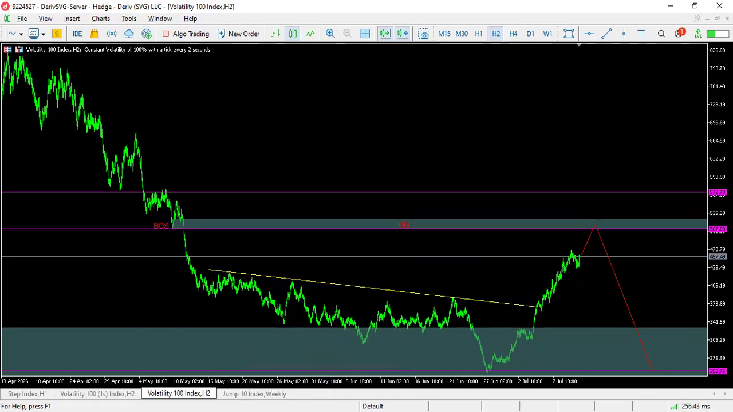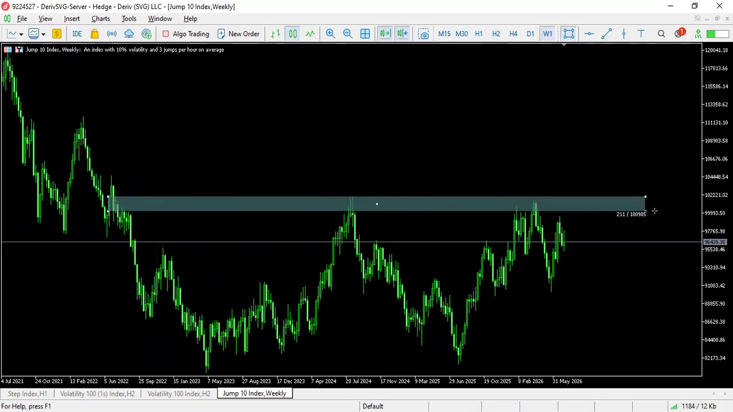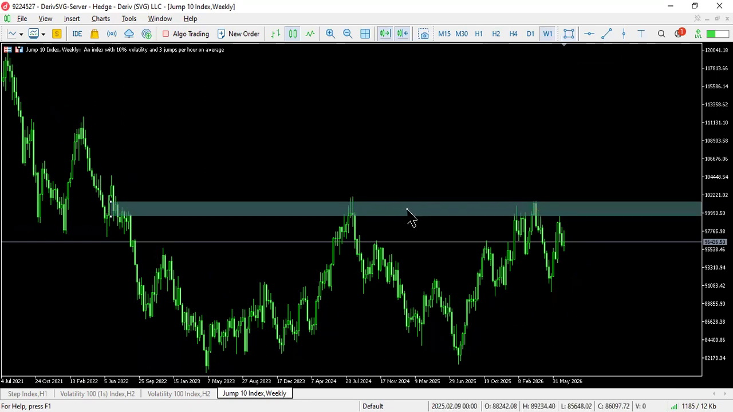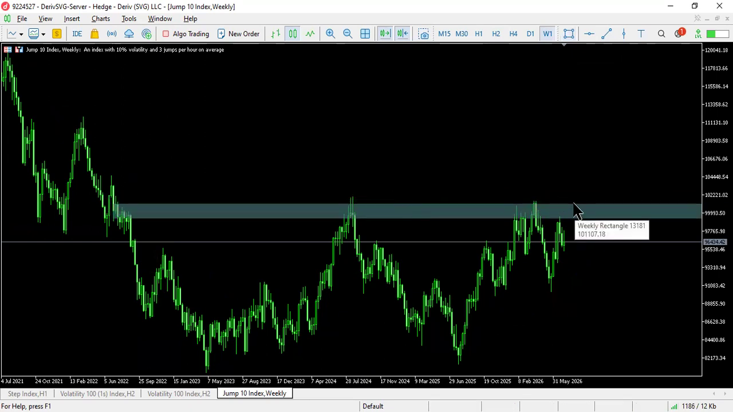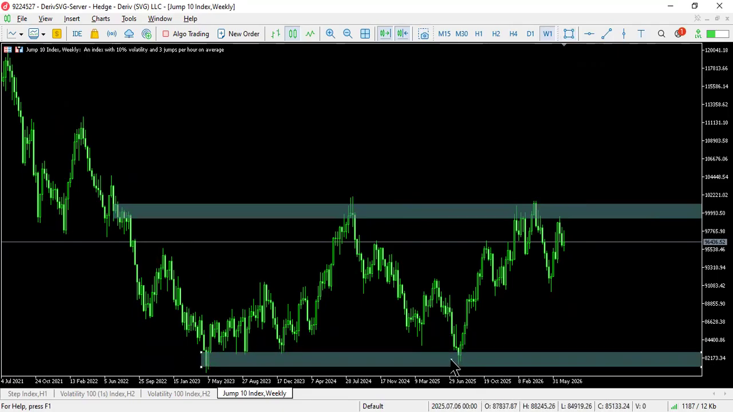Heading over to Jump 10 index. From the weekly time frame, we can see that this Jump 10 index is in a range. It's ranging. Currently it's at that supply zone, and then we have a demand right there. Therefore the bias is very clear from the weekly time frame. We are going to be looking for selling opportunities from that supply until we get to this demand zone.